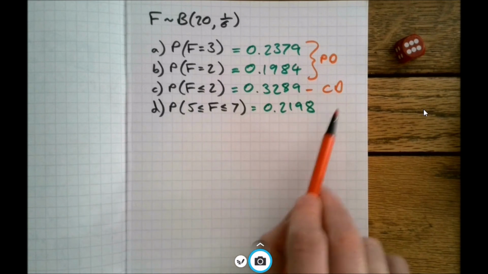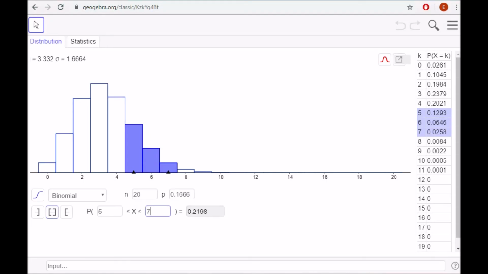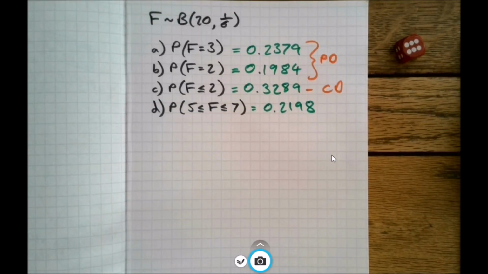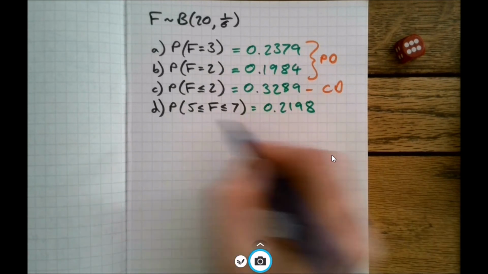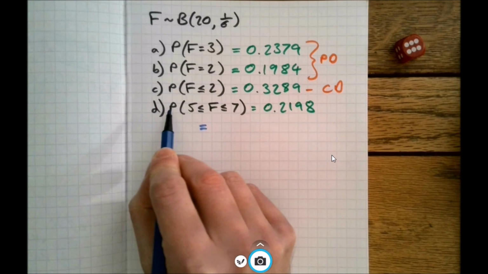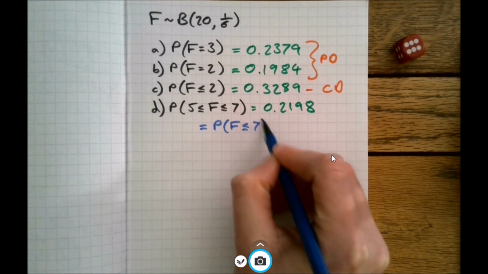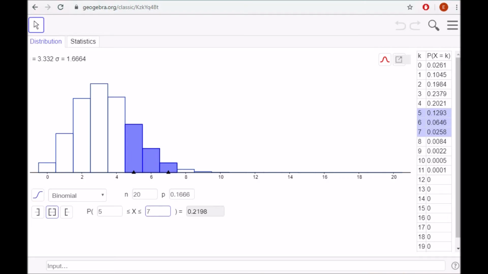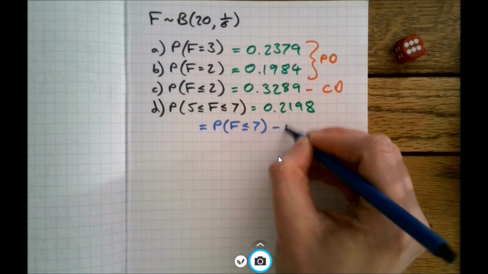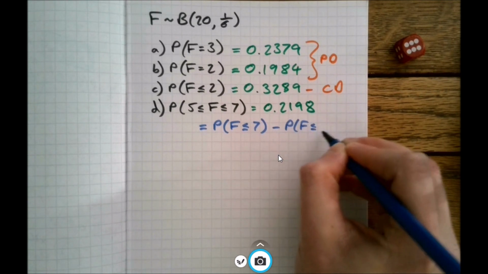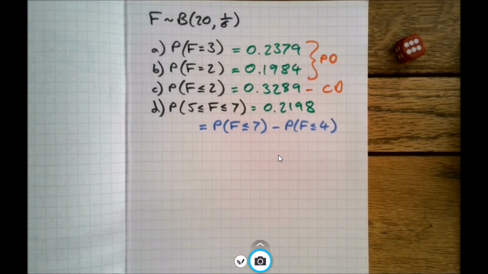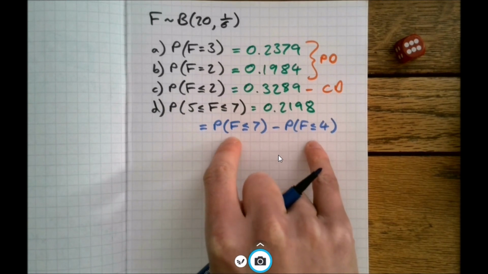This one here is slightly harder to get. It's very easy to get if you've used the GeoGebra app because we can just plug both numbers in. But on your ClassWiz, you hopefully remembered to do, well, we need the probability up to 7 and including 7. But we're taking away all of this up to 4. We still need to include 5, so we can't take away up to 5, but we need to take away the probability of f is less than or equal to 4. And that's how you figure it out on a calculator, by finding those two values and taking it away.